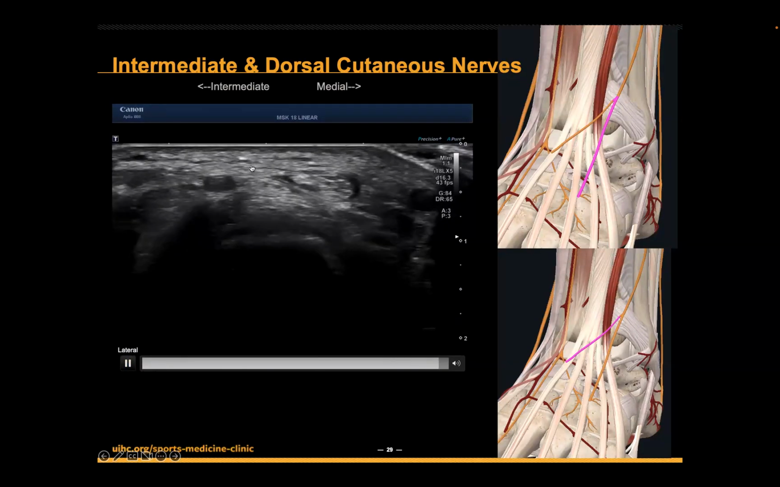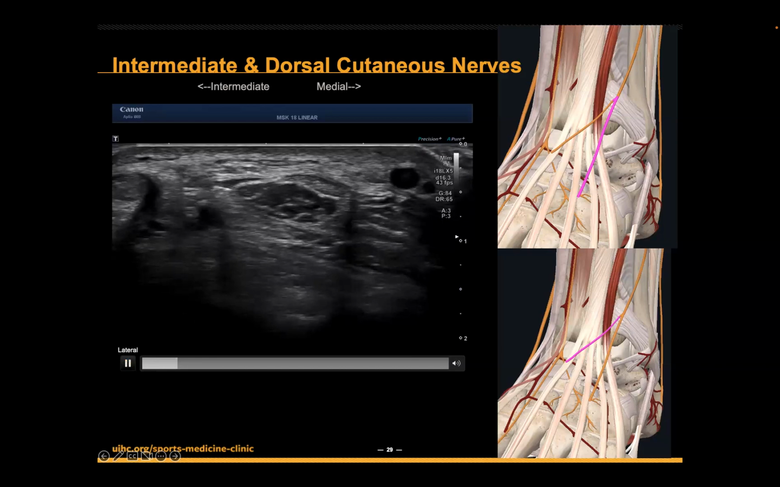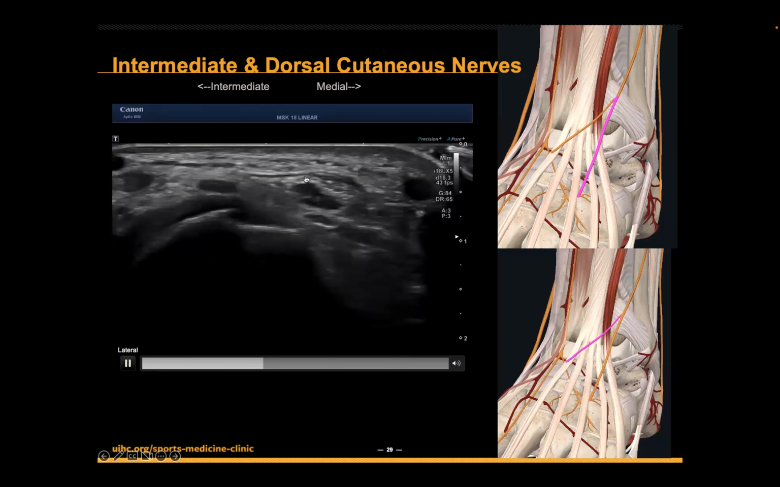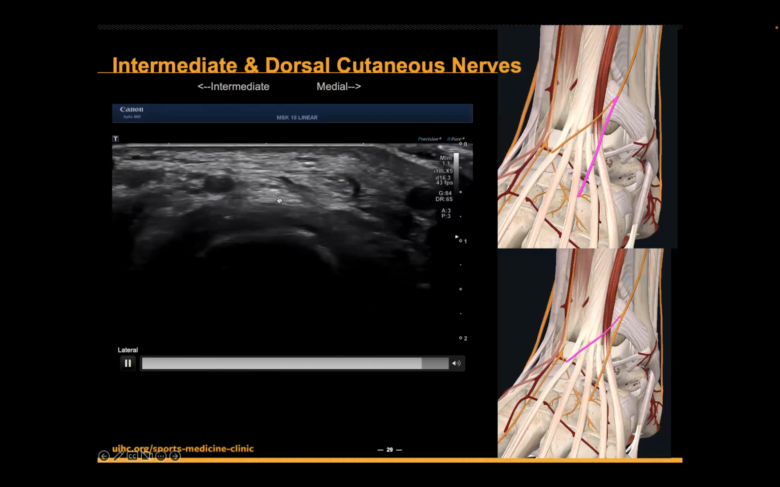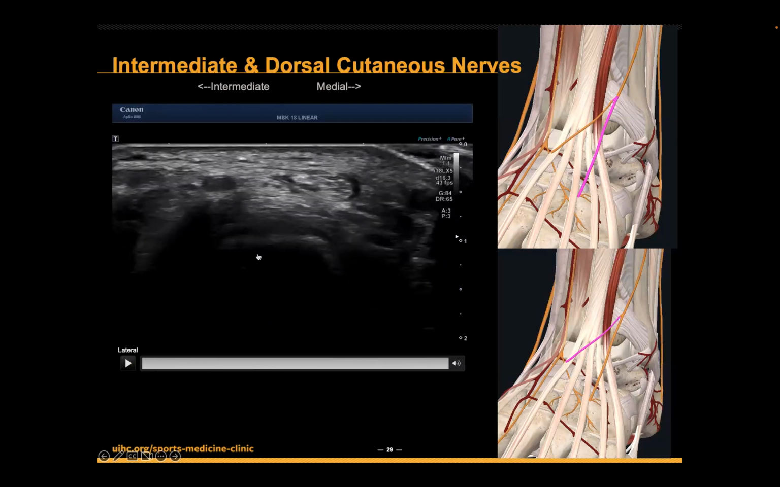So the intermediate branch is over here, and the medial dorsal cutaneous branch heads over this way. And those appear normal. There's no focal compression. Didn't do a Tinel down at that level, but that's another thing you can consider, especially if the patient's having sensory complaints.